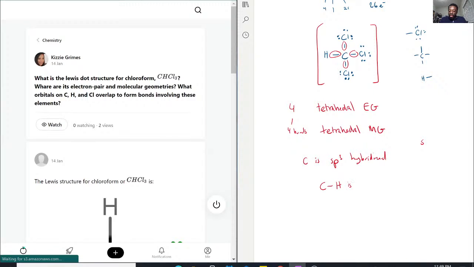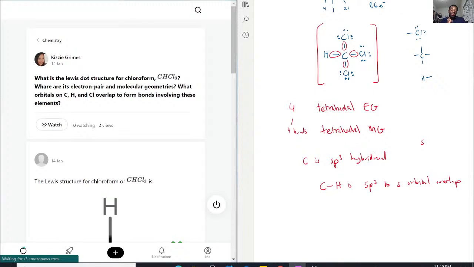Because it has an s orbital, C to H is sp3 to s orbital overlap. That would be all there is to it.